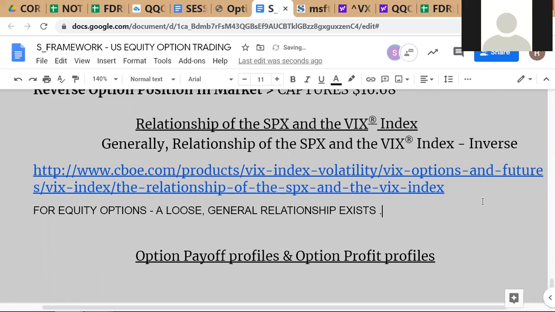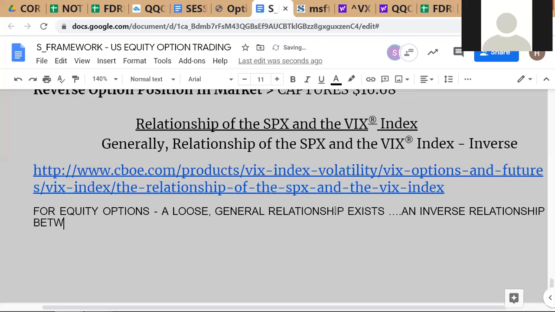What is that relationship? An inverse relationship between moves in the underlying asset price. So I'm telling you the theoretical part, then I'll explain the concept with an example.